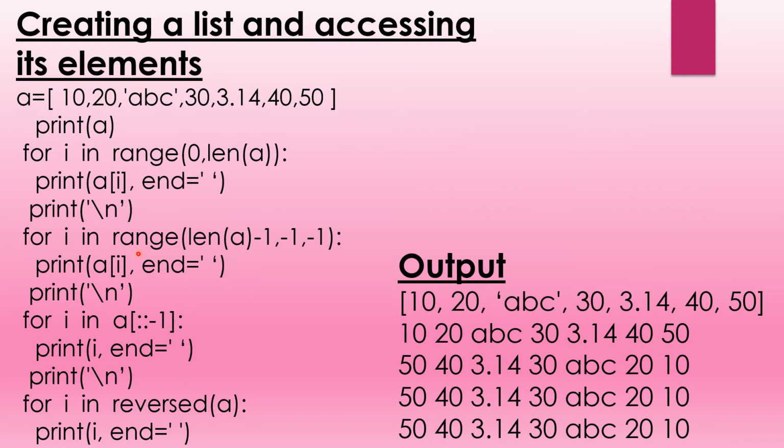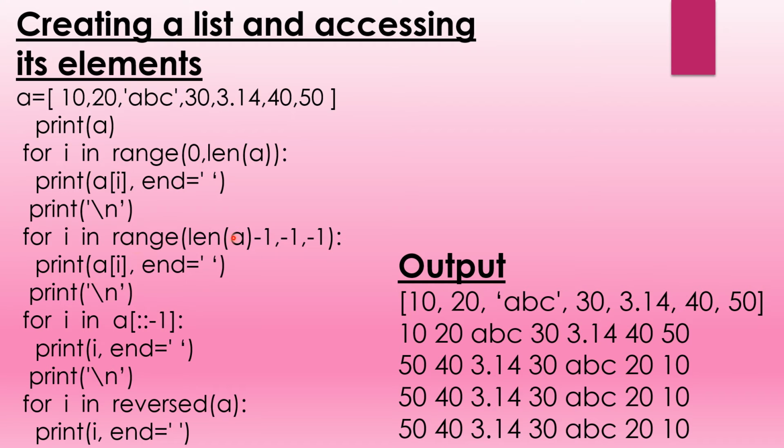So here, for i in range(length of a - 1, -1, -1). This is basically used to reverse the printing. There are many methods, this is one of them. Length of a minus 1. What is the length? We found out it is 7. So it will start from 7 minus 1, that is 6, and this is written to reverse it. It will go from 6, 5, 4, 3, 2, 1, 0.